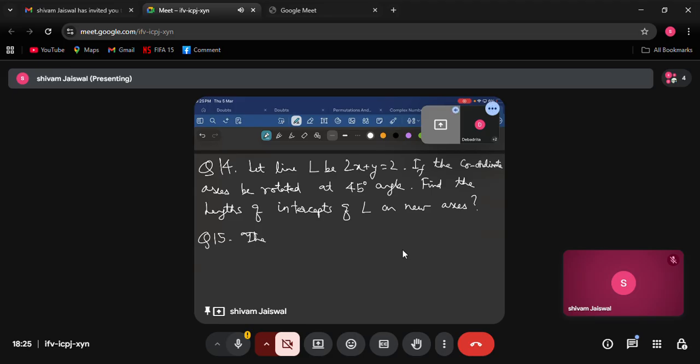Find the reflection of the point (2, 8) over the line x plus 3y equal to 7. Solve. Solve 14, 15.